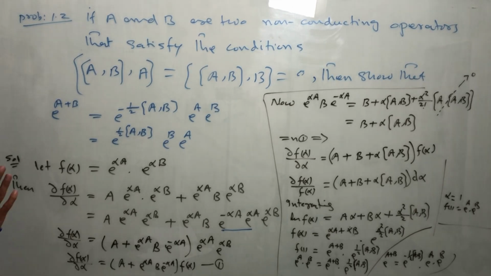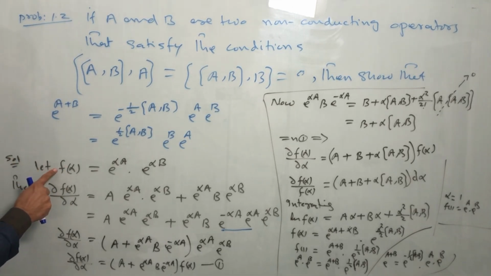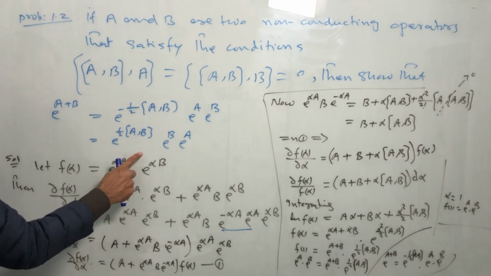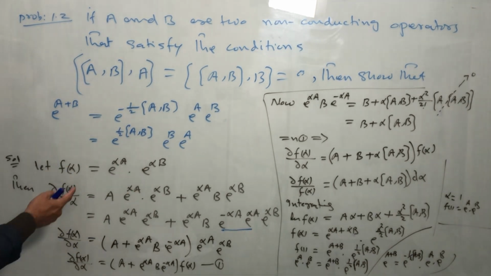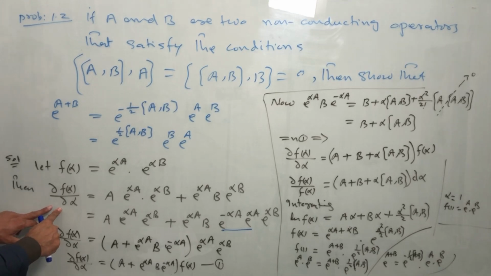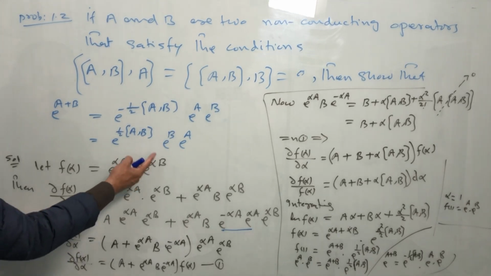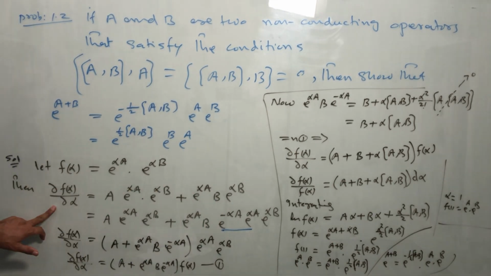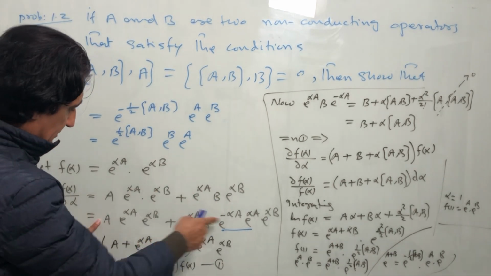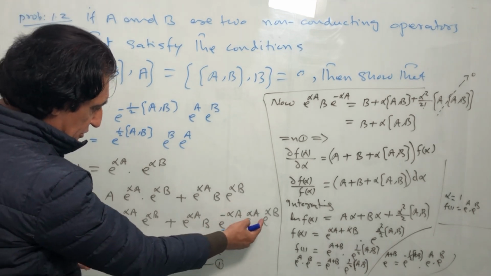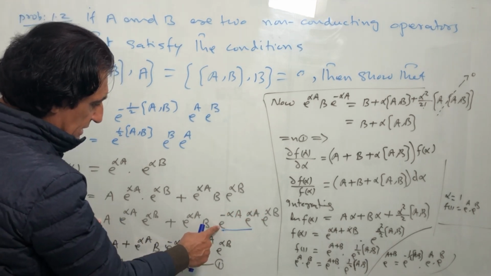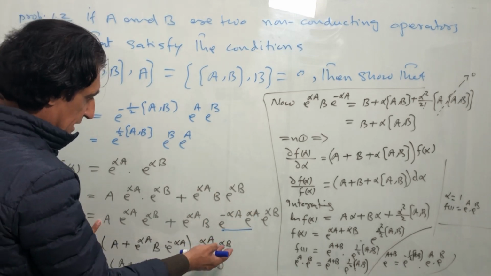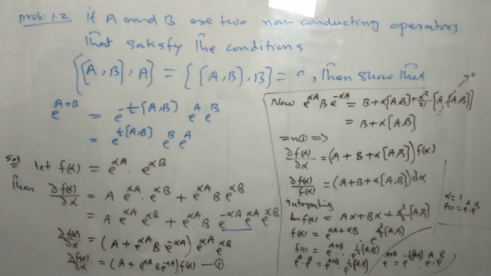So let's start from this, and we consider f of alpha, which is equal to e to the power alpha A dot e to the power alpha B, and differentiate this with respect to alpha. This is a product rule, so we get this term and this term. Further, to solve this problem, this term can be added or subtracted. So e to the power minus alpha A and e to the power alpha B can be cancelled out if we want to do so.